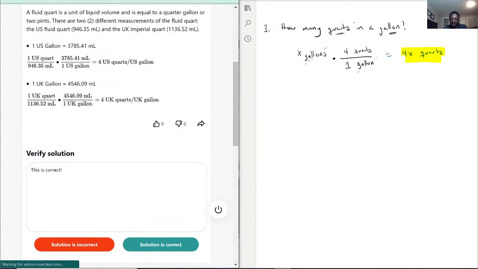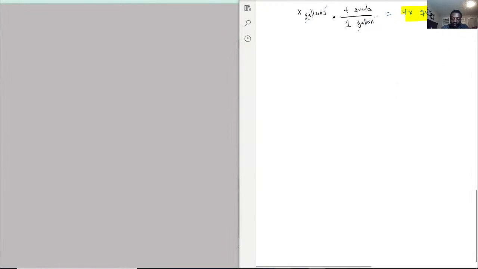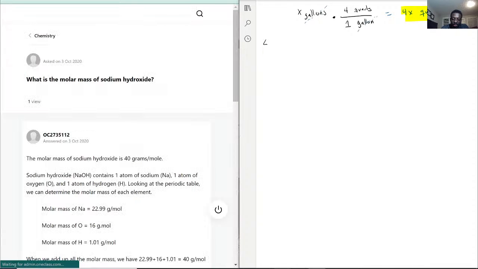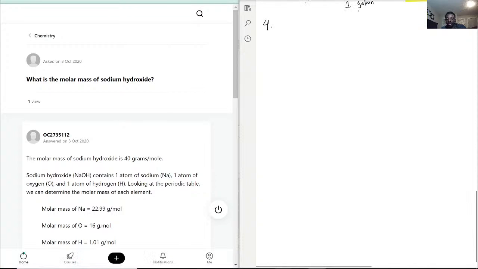So now let's move on to question 4. Alright. So we have, what is the molar mass of sodium hydroxide? So, molar mass of sodium hydroxide.